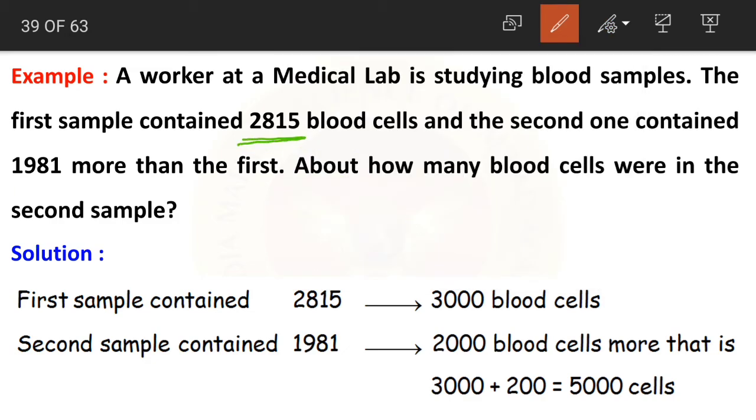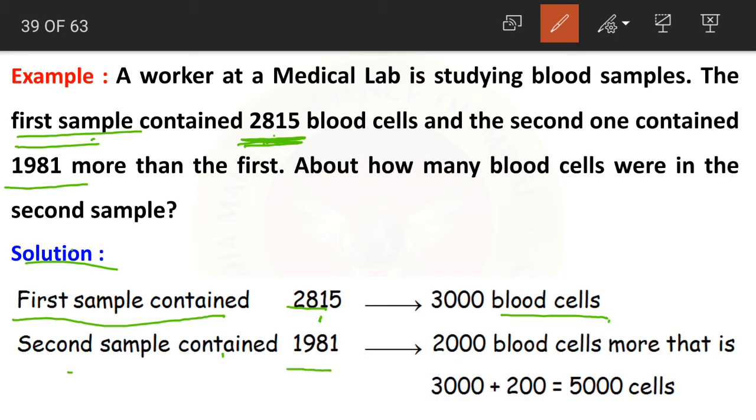See, first number here is 2815. Coming to the solution. First, what is this? This is the number of blood cells in the first sample. First sample contained 2815 blood cells. And what did the second one contain? 1981 more than the first one.